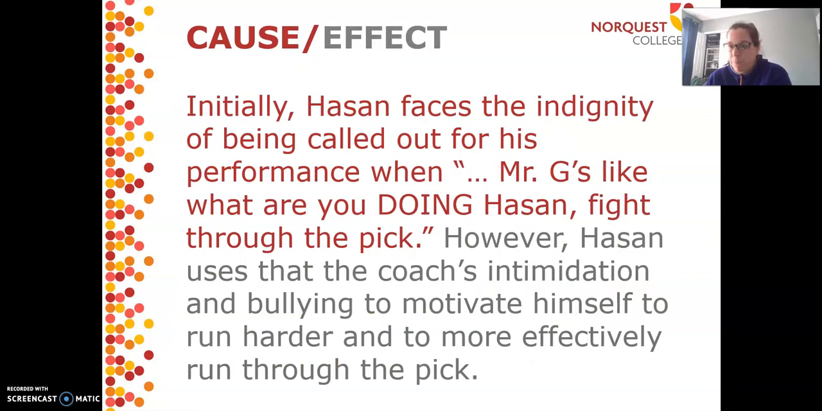So for example, this is from the middle of a paragraph that we're going to look at a little bit closely in a little bit. It says, "Initially Hassan faces the indignity of being called out for his performance when Mr. G's like, 'What are you doing, Hassan? Fight through the pick.'" This is an example of a cause. So this is evidence. The effect of this is that Hassan uses the coach's intimidation and bullying to motivate himself to run harder and to more effectively run through the pick. So just showing that that's where that cause-effect relationship is.